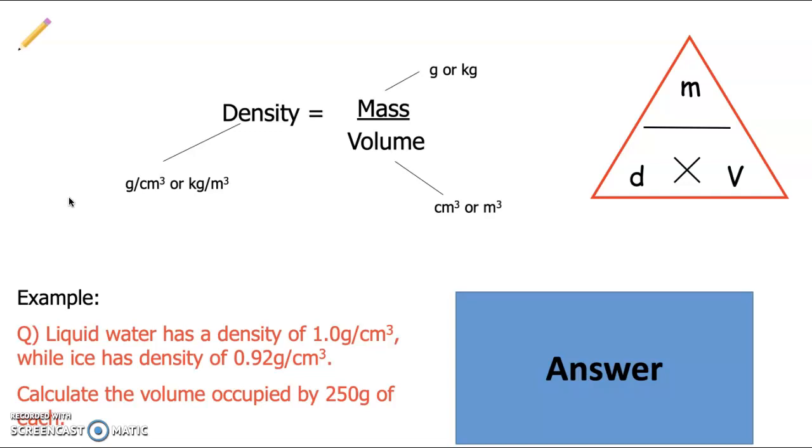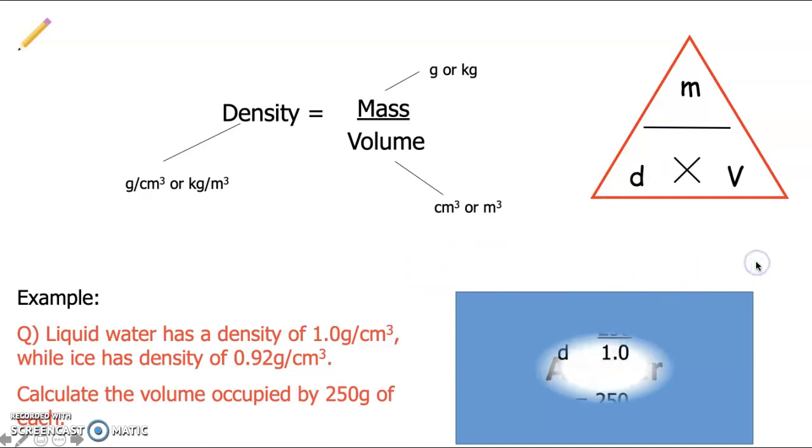So, now we need to calculate the volume occupied by 250 grams of each. So, remember, we know the density, we know the mass, we just want to work out what the volume is. So to work out the volume, we need to divide the mass, which is 250 grams, divided by the density. So for liquid water, it's going to be 1, and for ice, it's going to be 0.92.